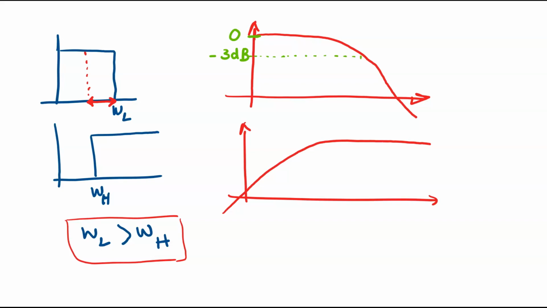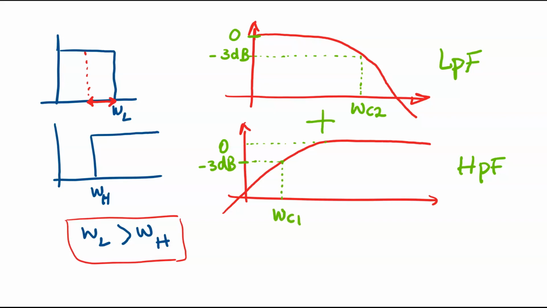So here I have the cutoff frequency of my low-pass filter. I'm going to call it omega C2, and assuming that this is the maximum gain of my Bode plot for the high-pass filter equal to 0 decibels, then at -3 decibels I have the cutoff frequency. So here I have omega C1. By cascading these two filters, I end up having a bandpass filter. So the question is, what is going to be the cutoff frequency of the bandpass filter, which is the result of cascading these two filters?